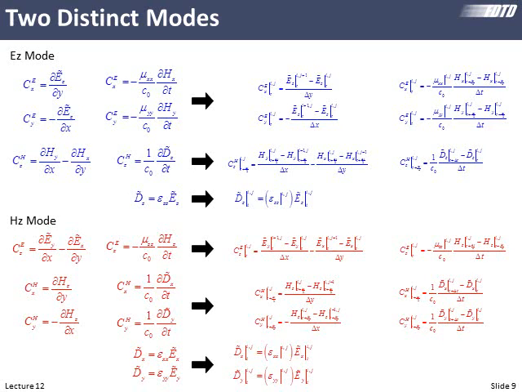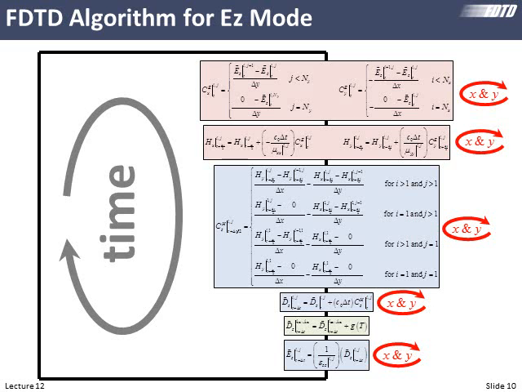And we chose a uniform direction to be z. We crossed off all the z derivatives in Maxwell's equations, and we saw that Maxwell's equations then decoupled into 2 distinct modes. One we called the EZ mode, and the other we called the HZ mode. We then revised our FDTD algorithm, in this case specific to the EZ mode.